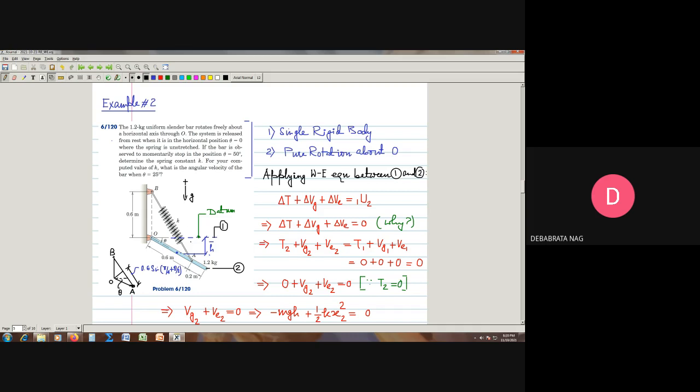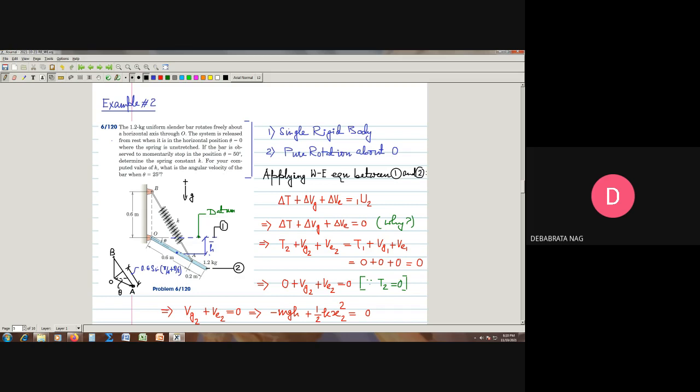So because of this, there will be an angle intermediately where the rod will be momentarily stopped, and let us suppose that in this case that angle is equal to 50 degrees. If this is 50 degrees, compute the necessary spring constant. For your computed value of k, what is the angular velocity of the bar when theta becomes equal to 25 degrees? So that is the second part of the question.